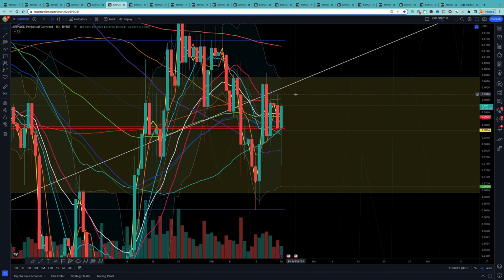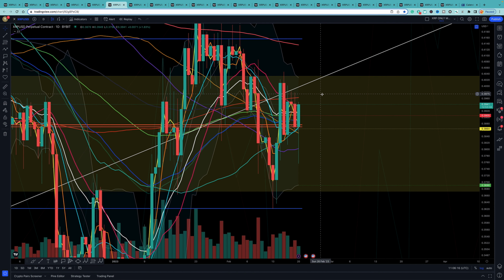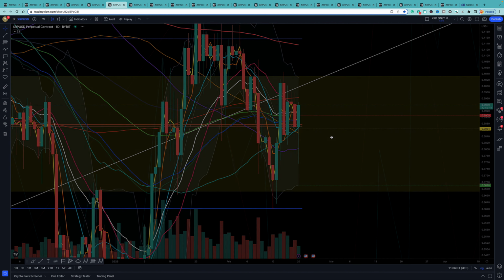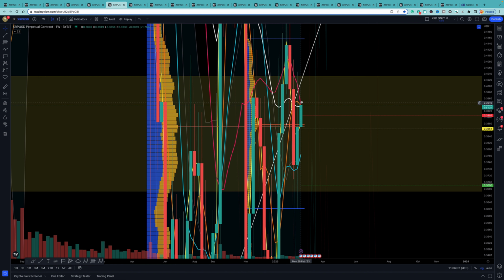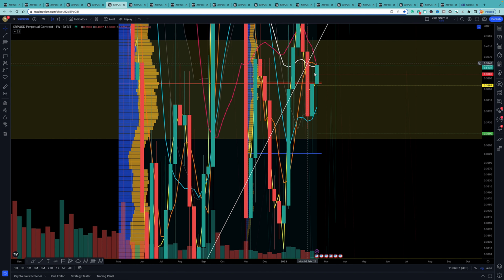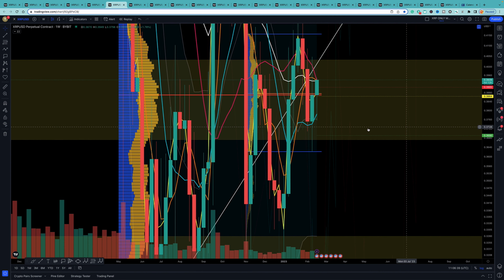I'm just going to sit and watch for now. I really want to see which way this begins to move. Is the weekly going to assert itself and start to push? Which one of these is going to begin to dominate?